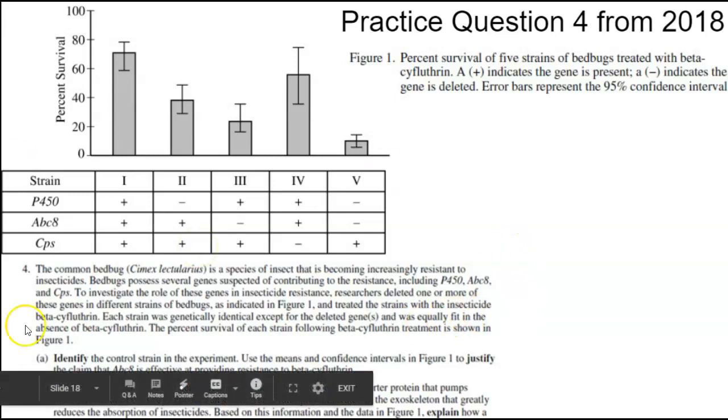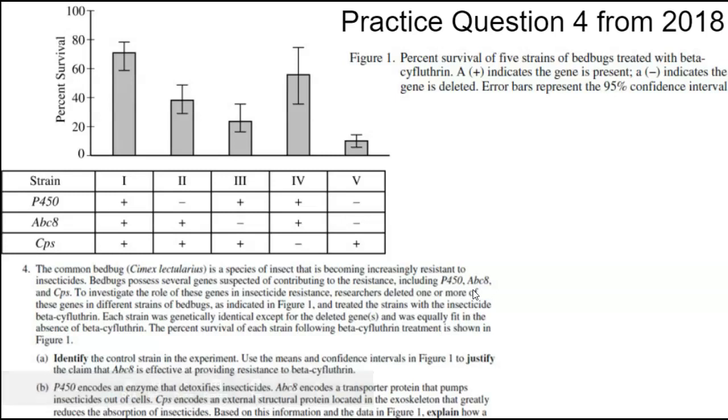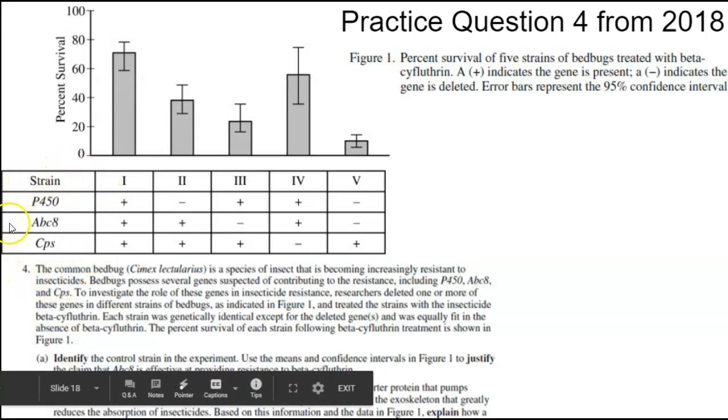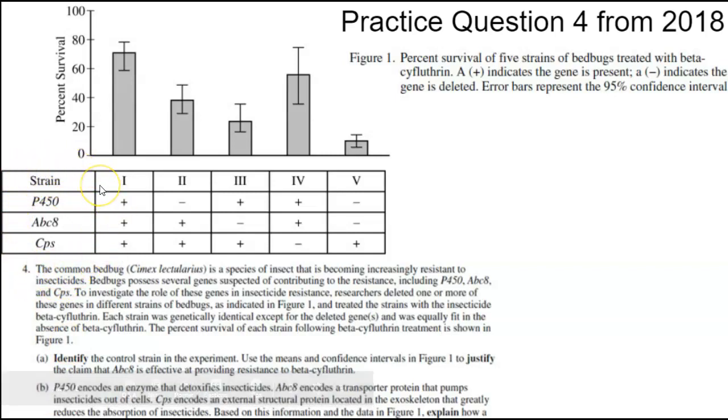So basically, once you've read the question, it says scientists are worried because bed bugs are resistant to a chemical that kills bed bugs. They think that one of these 3 genes, P450, APC8, or CPS, is helping those bed bugs survive. So they took a normal bed bug strain, and then they deleted different genes in each of these strains. In strain 2, they deleted this gene, but kept these 2. In strain 3, they deleted this gene. In strain 4, they deleted this gene. In strain 5, they deleted 2 of the 3 genes. Then they saw how well the bed bugs survived.